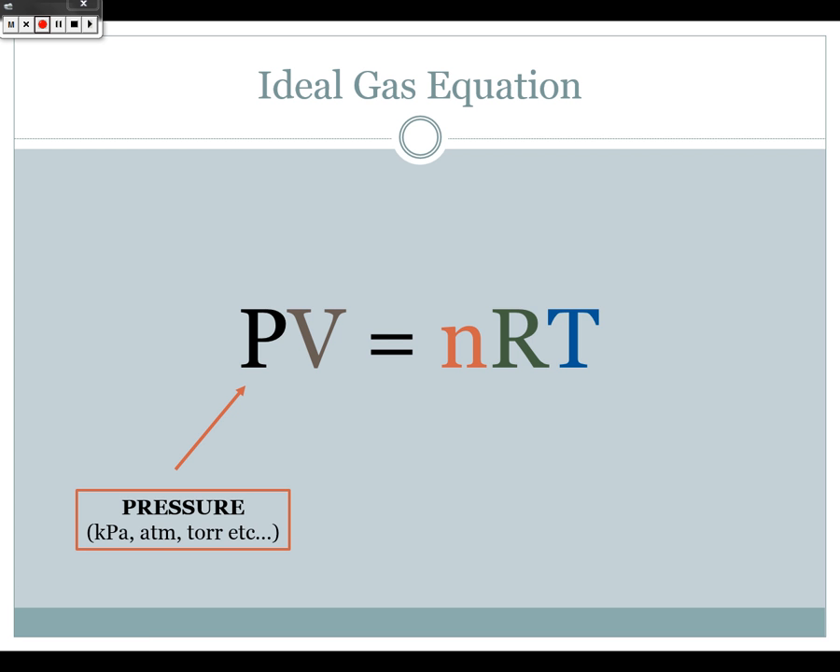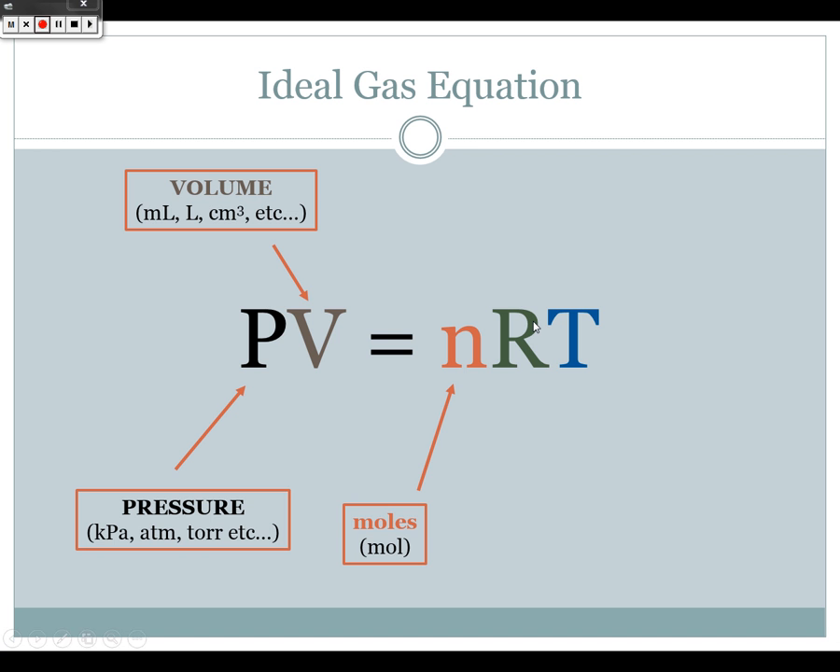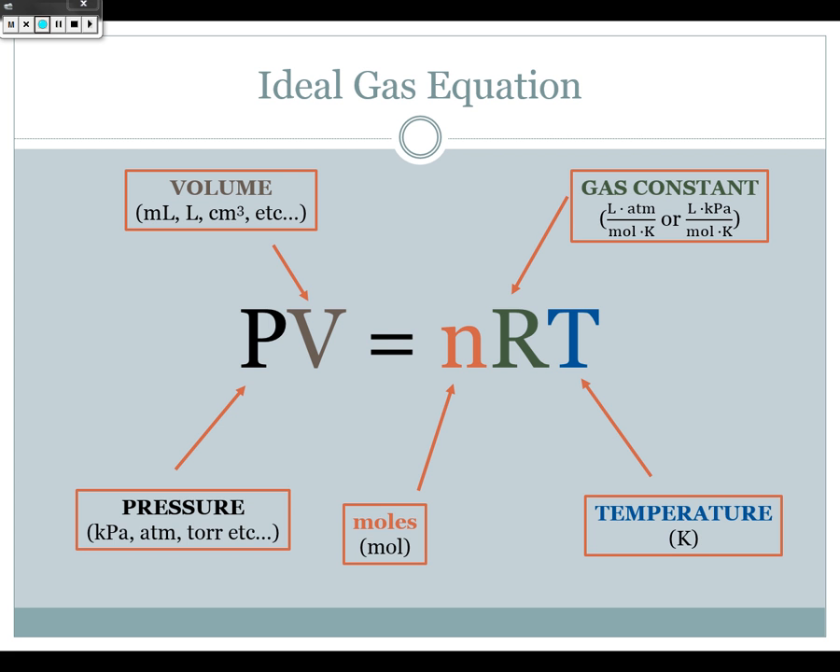So P is still pressure, and again, this can have a lot of different units: kilopascals, atmospheres, torrs, and others. Volume could be in milliliters, liters, centimeters cubed, etc. In order for us to use this, we actually have to keep it in liters, because that's what our R value is in. N is moles. R is our gas constant, liter atmospheres per mole Kelvin, or liter kilopascals per mole Kelvin. And our temperature has to be in Kelvin.